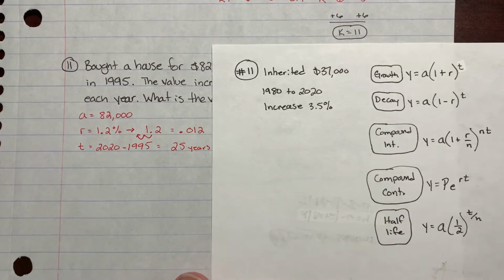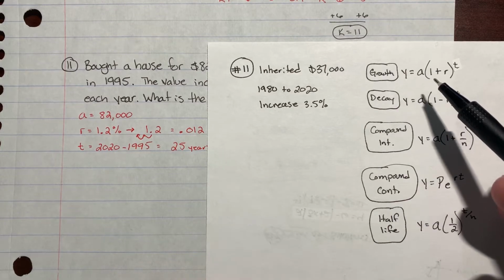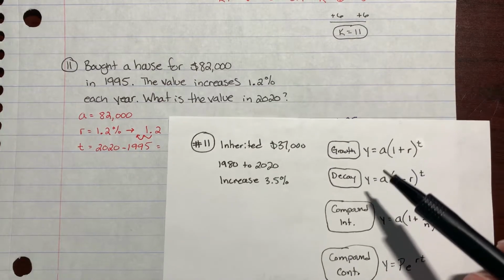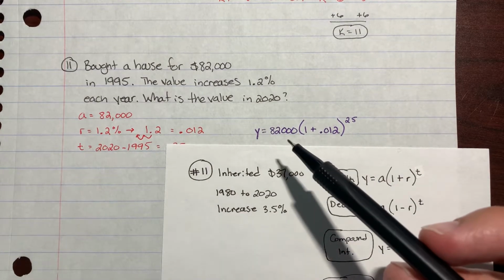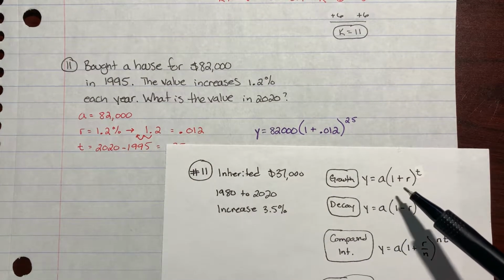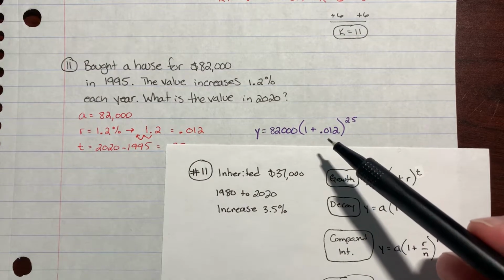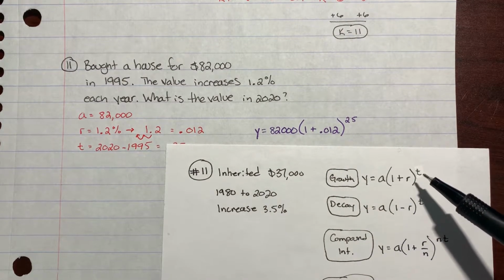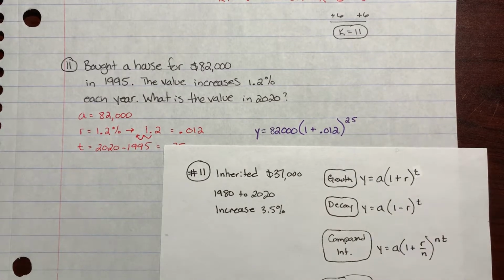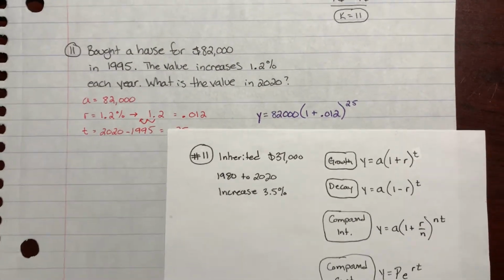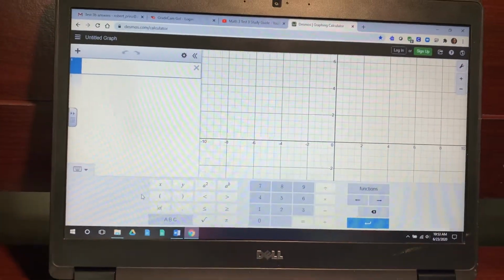So I use this equation, and I go ahead and plug all those numbers in where they belong. A is the initial amount, 1 plus the rate, so our rate was 0.012, raised to the power of the time, the 25 years. Now here's what it looks like. Let me show you how it would look if you did it in Desmos, all right?